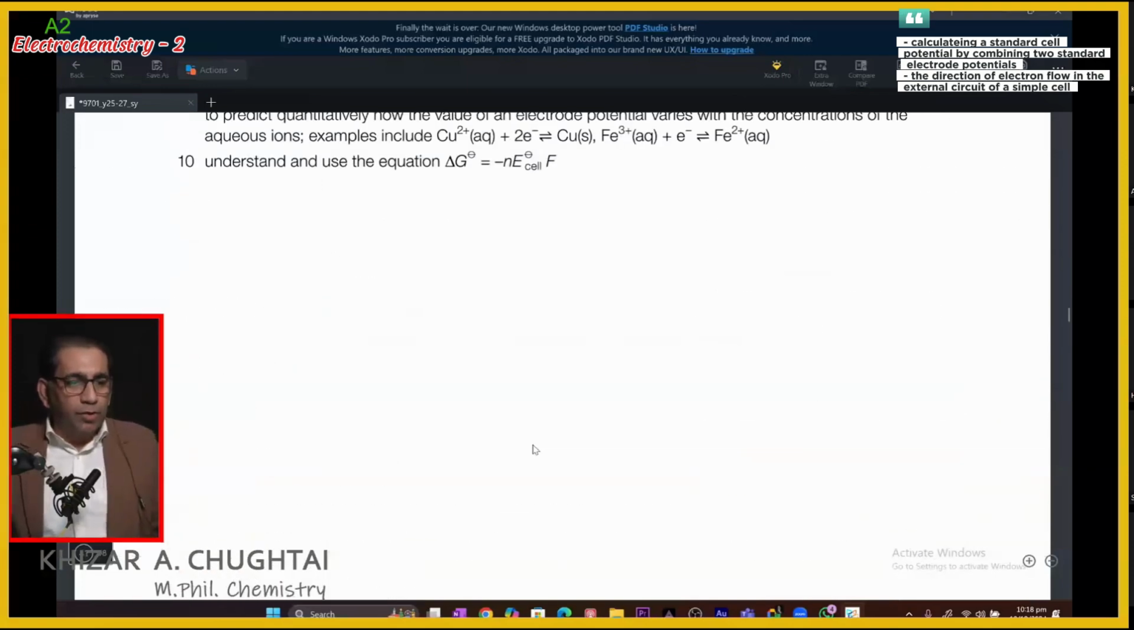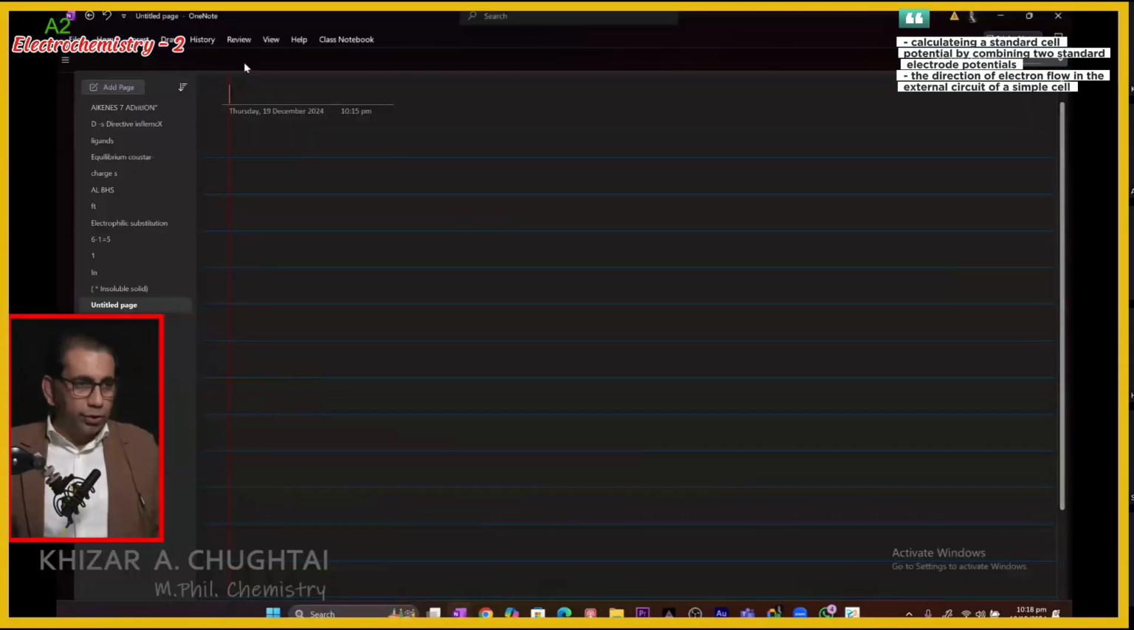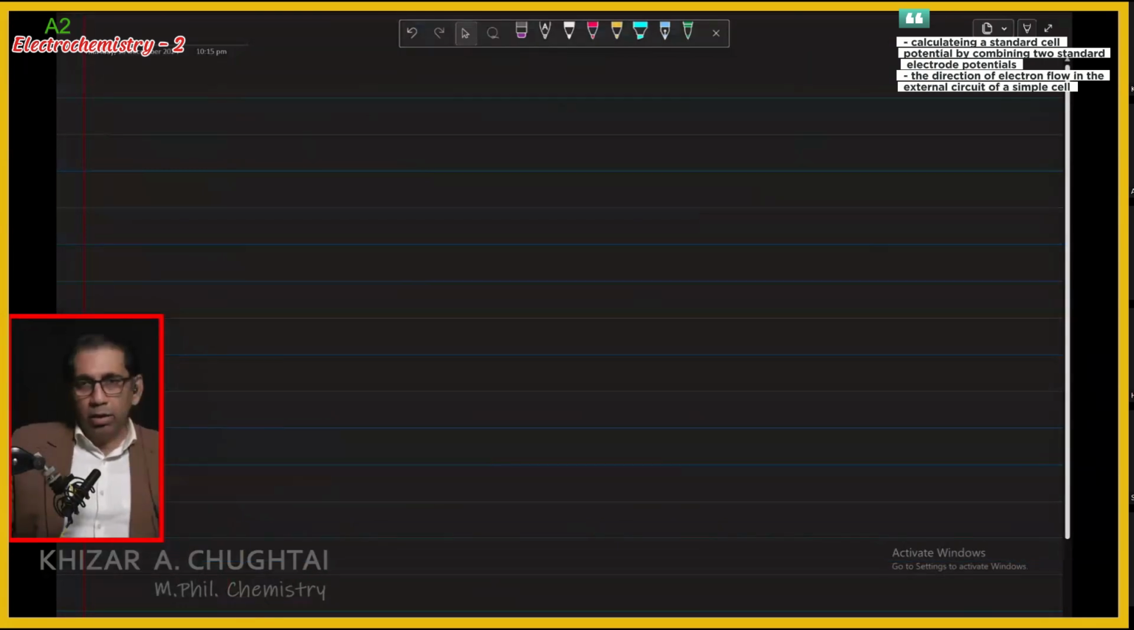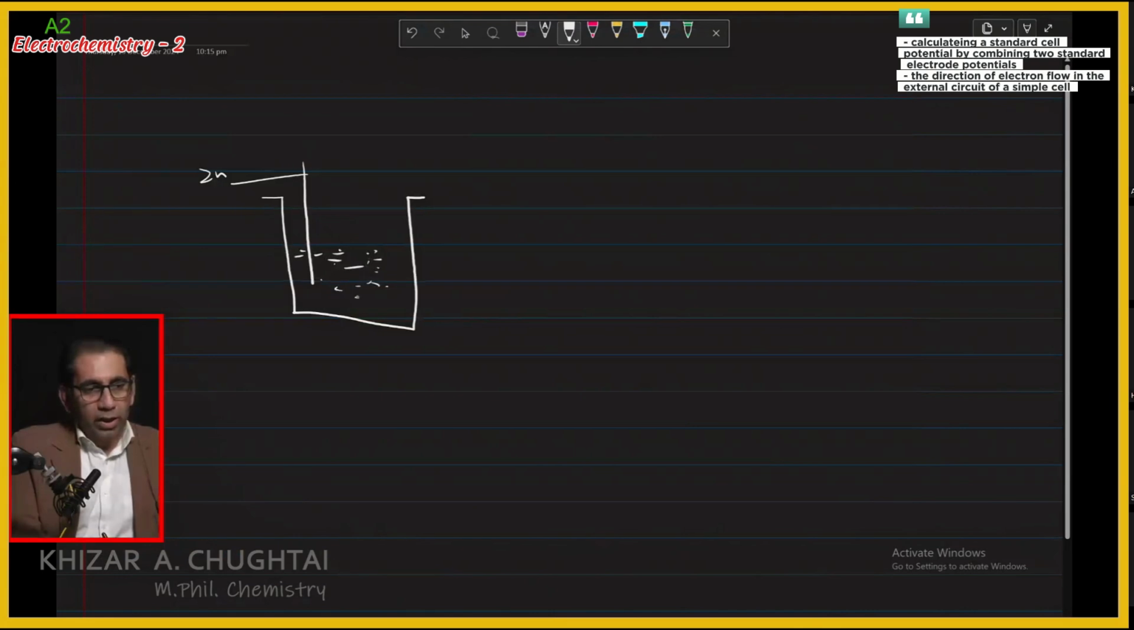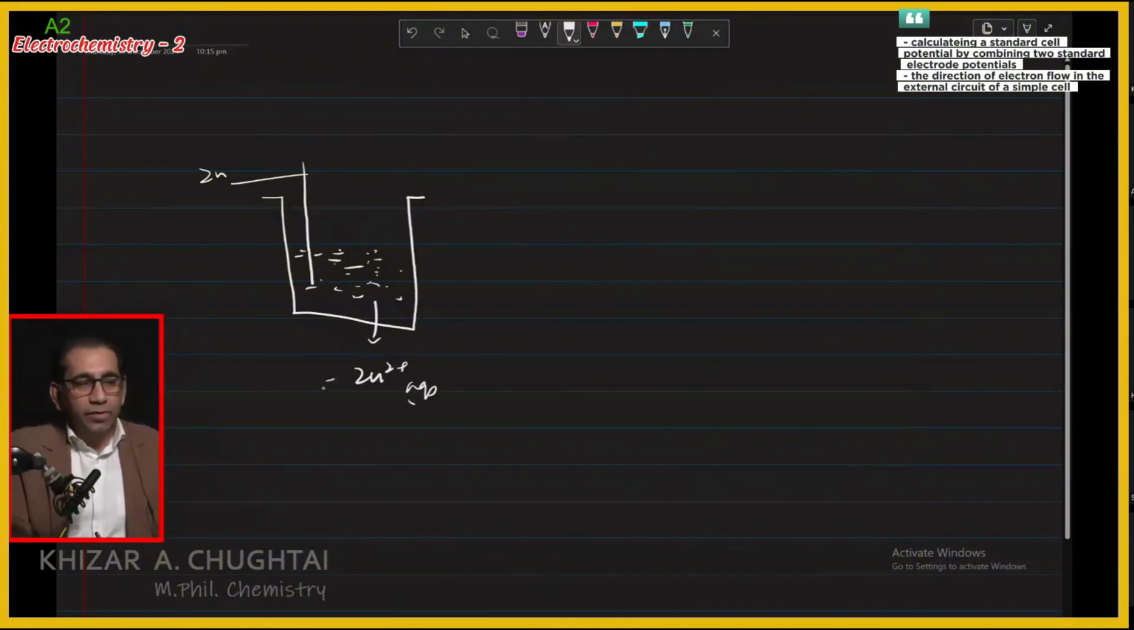Okay. First of all, I would like to show you a general full cell. The combination of two half cells is going to make a full cell. So here is the general diagram of a full cell. For example, here is a beaker container having a zinc rod in it, and this zinc rod is dipped into a solution of zinc 2 positive ion aqueous solution, and its concentration is 1 mole per dm cube.